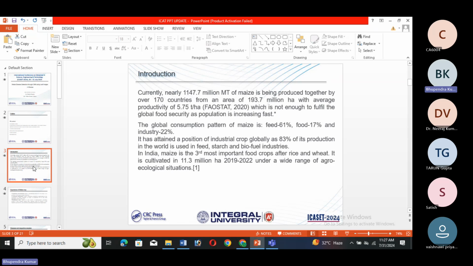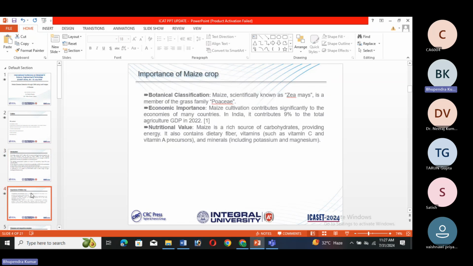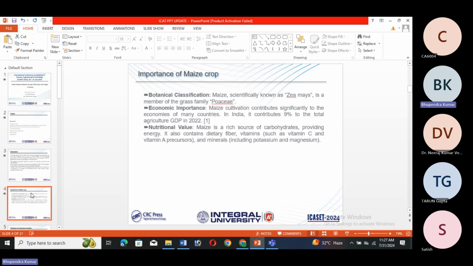In India, maize is the third most important food crop after rice and wheat. It is cultivated on 11.3 million hectares according to 2019-20 under a wide range of agro-economic situations. Importance of the maize crop, botanical classification: maize, scientifically known as Zea mays, is a member of the grass family, named Poaceae.